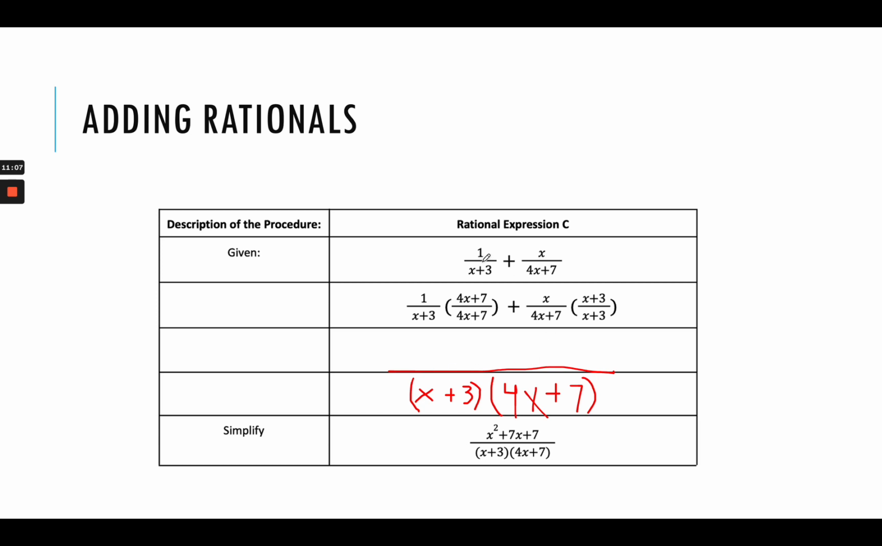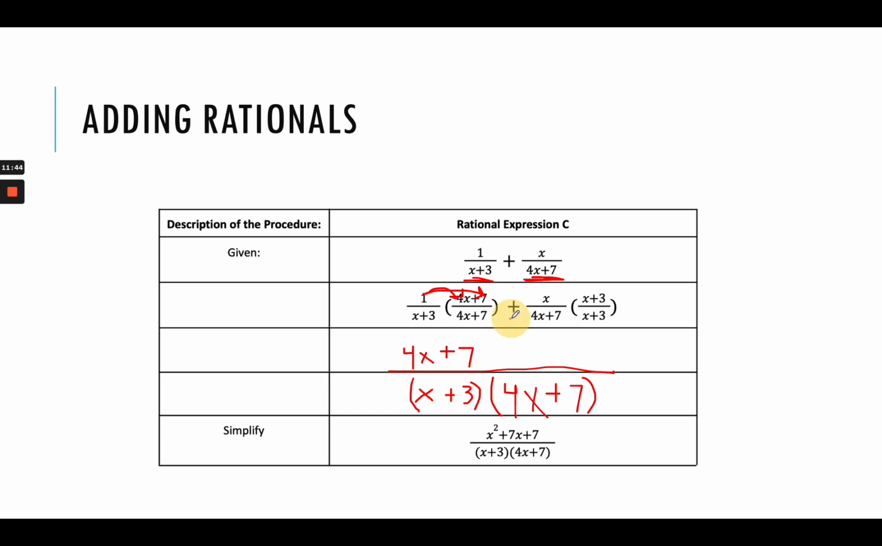Now, I totally skipped this step, but we're taking our first fraction, multiplying by 4x plus 7 over 4x plus 7 because that is what the denominator is over here. We're taking our second fraction and multiplying by x plus 3 over x plus 3 because that is what the denominator is on this side. Okay, now we got to multiply our fractions down here. So remember, we're distributing this one. So 1 times 4x is just 4x. 1 times 7 is just 7.